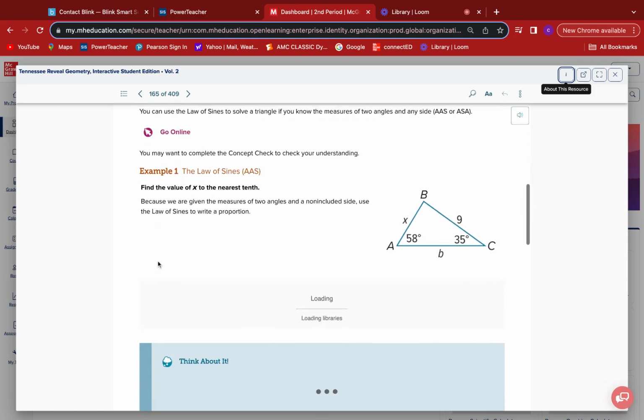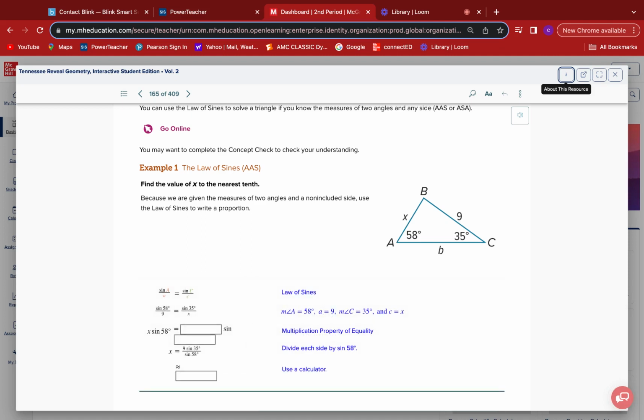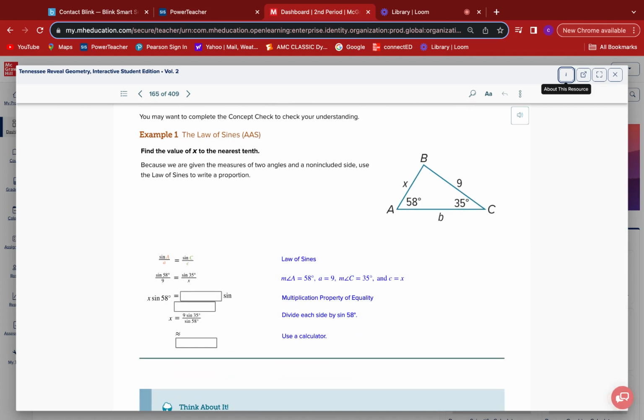All right, so let's look at example number 1. So you guys, I'm in your workbook. I'm on page 549. Example number 1. It says to find the value of x to the nearest tenth. That's one number after the decimal.